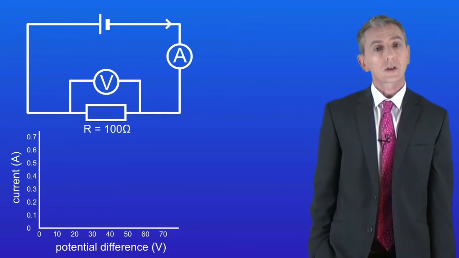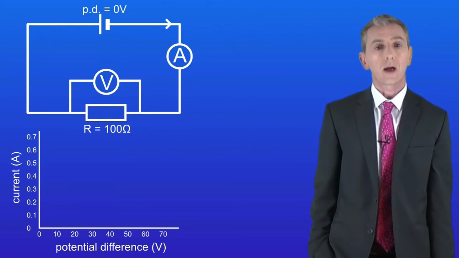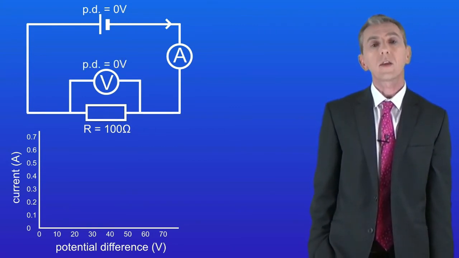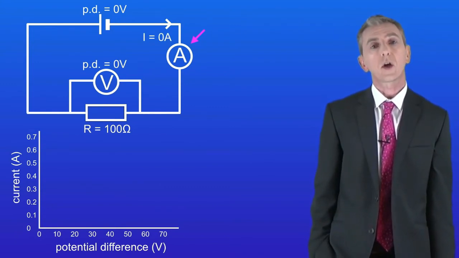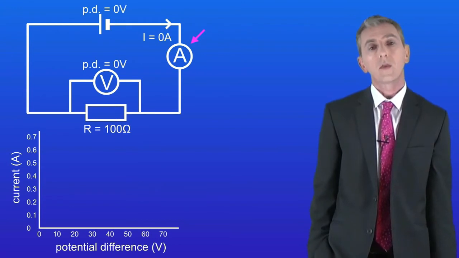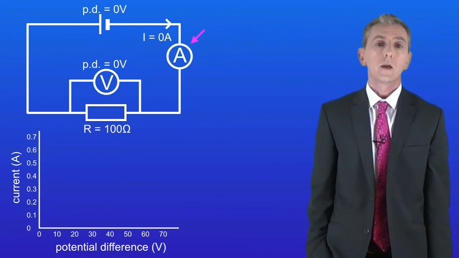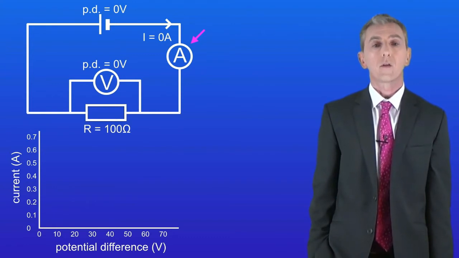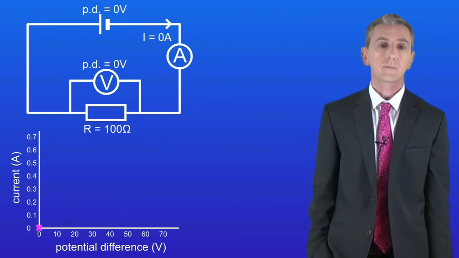So I'm going to start with a potential difference of 0 volts across my cell. That means that I also have 0 volts across my resistor like this. We can see on the ammeter that we have a reading of 0 amperes for current. And this makes sense because if the potential difference is 0, then the electrons have got no energy, so they can't move through the resistor, so the current will also be 0. So let's put that result on our graph. So we've got a current of 0 amperes for a potential difference of 0 volts, and there it is.